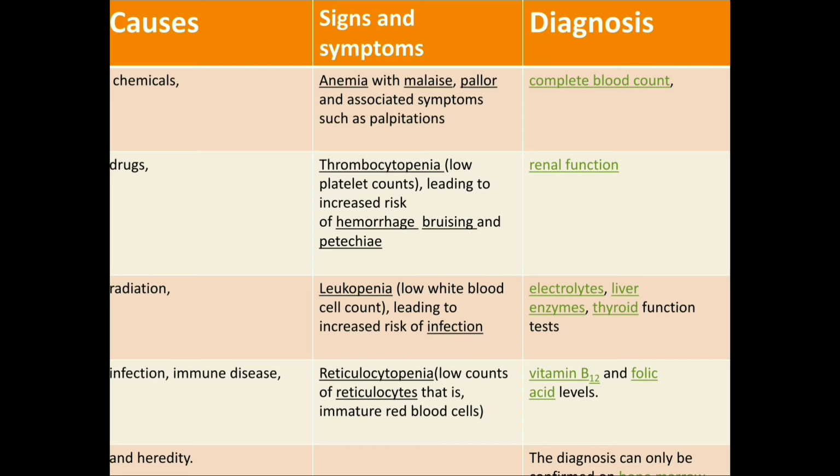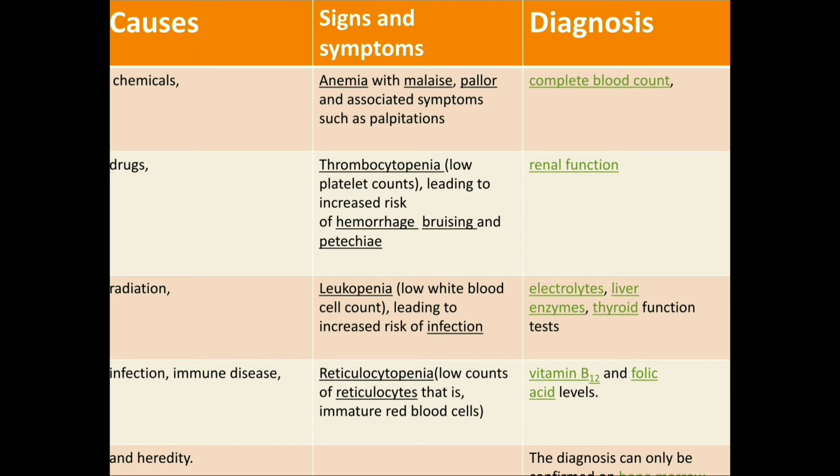Due to chemicals, the symptoms that arise are anemia with malaise, pallor and associated symptoms such as palpitations. Its diagnosis is complete blood count. Symptoms and signs that occur with drugs are thrombocytopenia. The diagnosis is renal function.